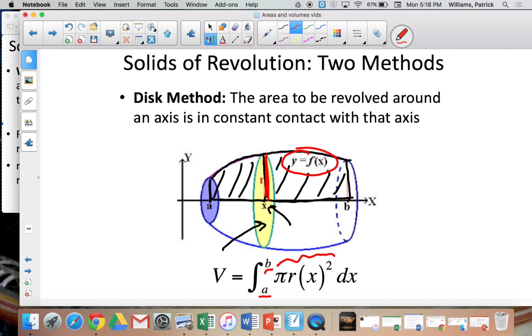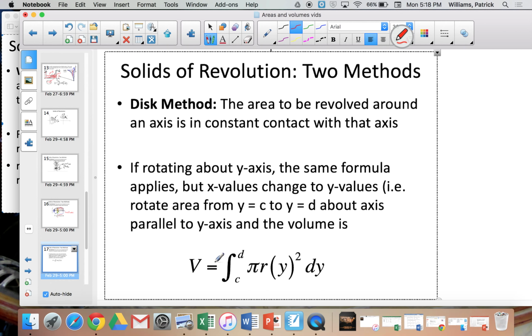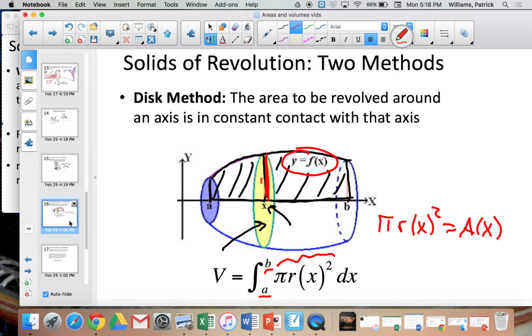Again, remember that in this case, pi r of x squared is actually our area function if we go back to volume by slicing. So like I said, we're just applying the same method, but just in a specific case when we're always going to have circular cross sections. Okay? And so if we apply the disk method, this was the case where we applied the disk method right here, this formula right here.